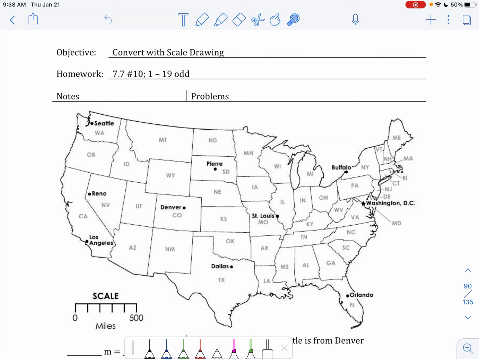Today we're going to keep going with Chapter 7, and we're going to talk about converting with scale drawings, such as the map we see here. And you have homework from 7.7. So get yourself ready for notes, and we're going to get started.